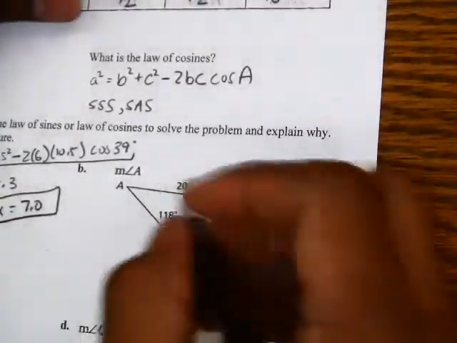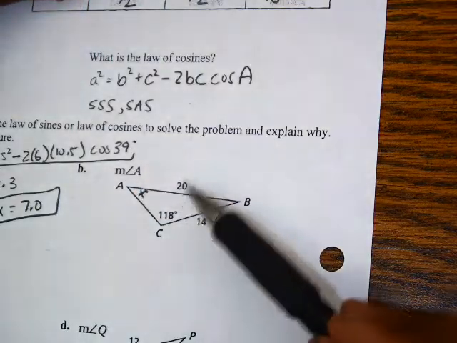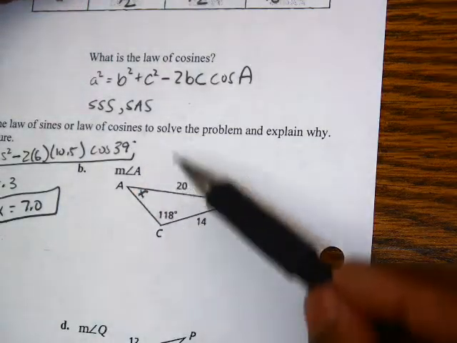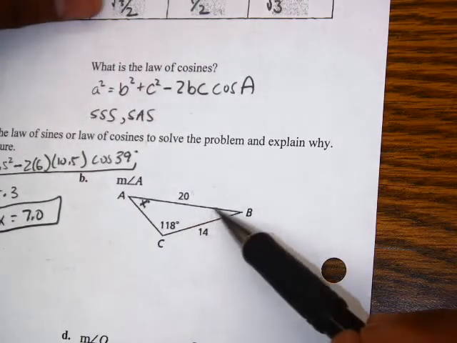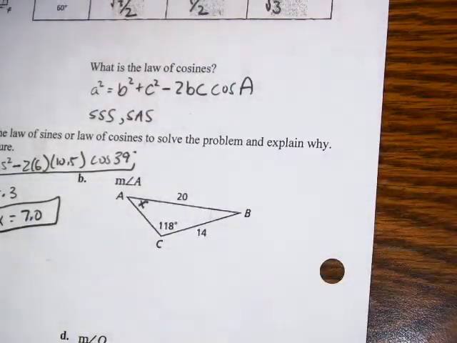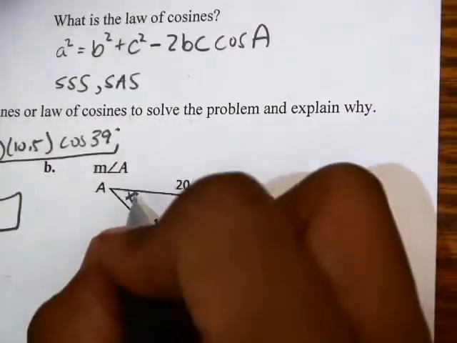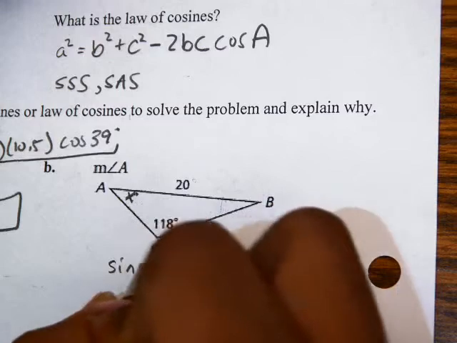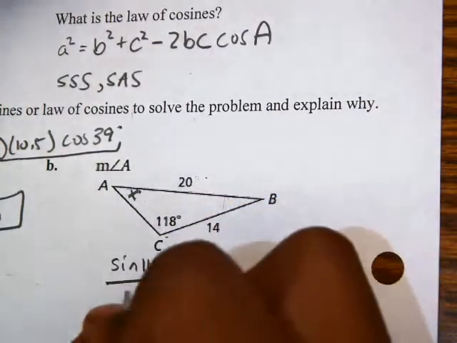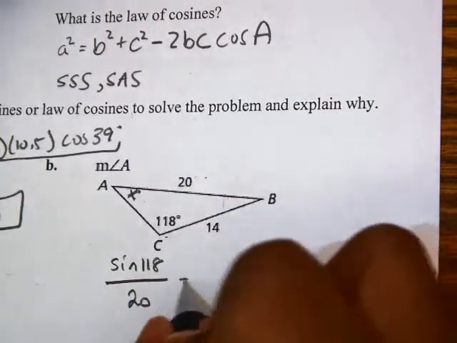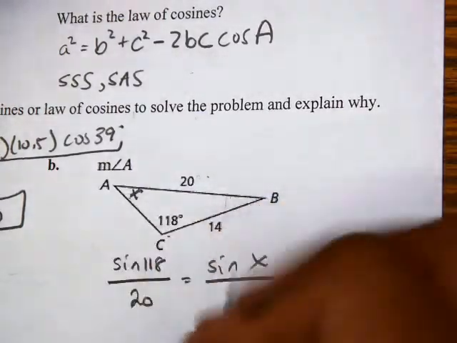Part B, I need to find this angle A here. So I don't have side, side, side, and I don't have side, angle, side. The angle is not between the two sides, so I'm going to have to use the law of sines. So for B, I'll start with the sine of 118 degrees over the side across from it equals the sine of x over the side that's across from it.